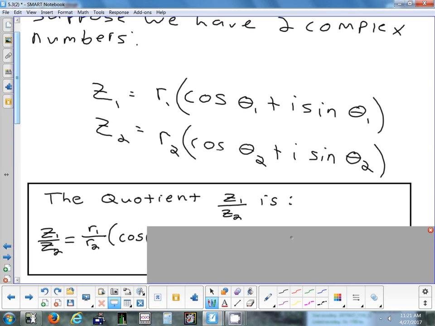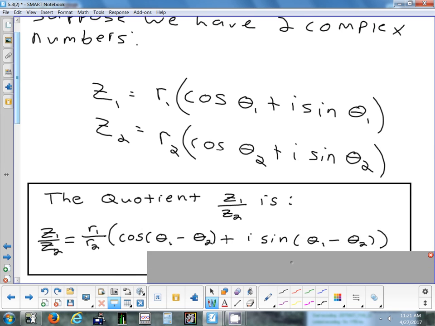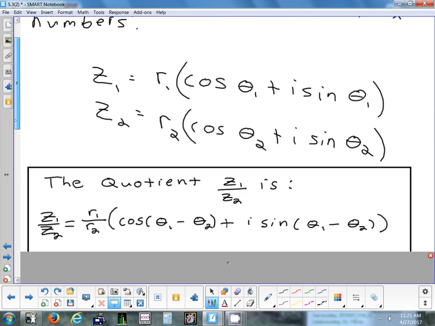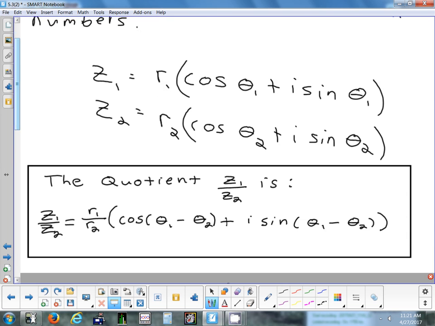Last time, what did we do with the two angles? We added them. What do you think we're going to do with them this time? We're going to subtract them. So in terms of the level of work, it's exactly the same amount of steps, except this time, divide your 2 radii and subtract your 2 angles. And that's it.